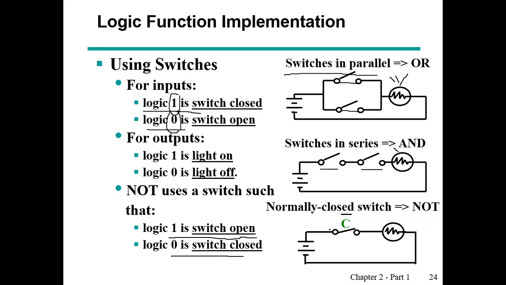This is the NOT gate. Again, in the NOT gate, we are just playing a small trick. If the switch is closed, we say that the closed switch represents a logic 0. So when the switch is closed, we say it represents logic 0, and then the light will be on. We say it is logic 1. And when the switch is open, we say it represents logic 1, and then the light will be off, which represents logic 0. So it is kind of tricky.